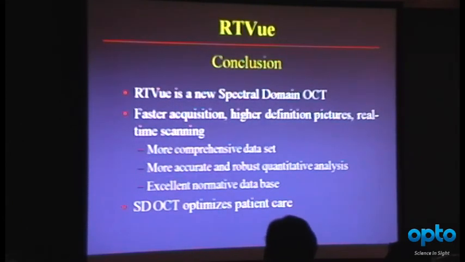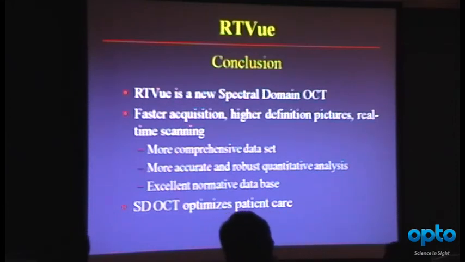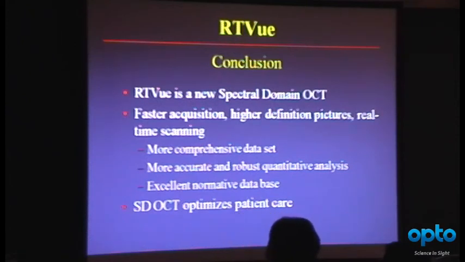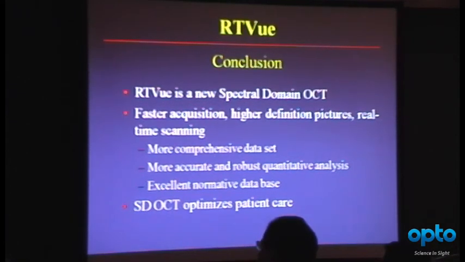So in conclusion, the RTVue is a new spectral domain machine with a more comprehensive data set, more accurate quantitative analysis, excellent normative database, and I think now in 2010, spectral domain OCT really should become part of all of our practices.